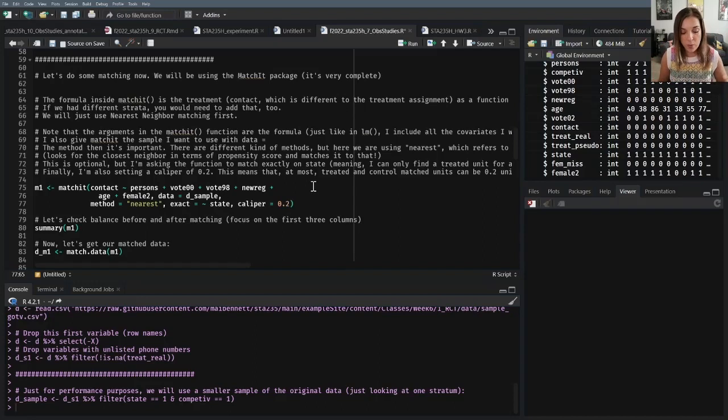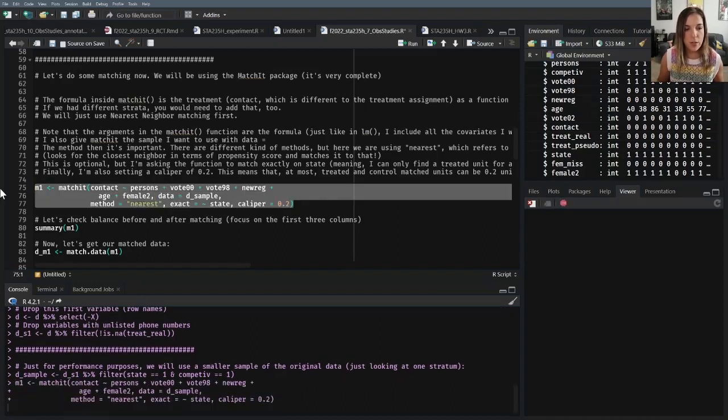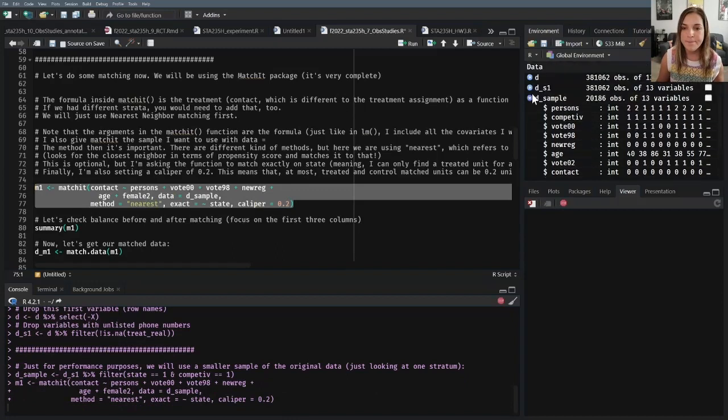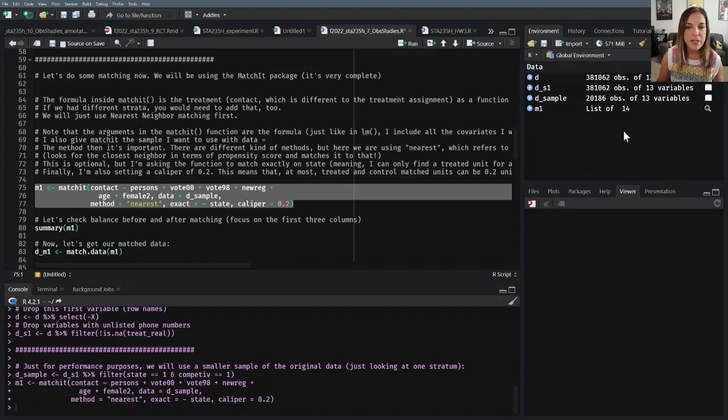Again, we don't need this. We can actually move this. We can set a looser boundary of 0.5 or a stricter boundary, 0.1, and you can play around with that. Usually I will give you the caliper that you need to use in the case that you use it. So let's run this function, and as you can see, we get a new object that's called M1.